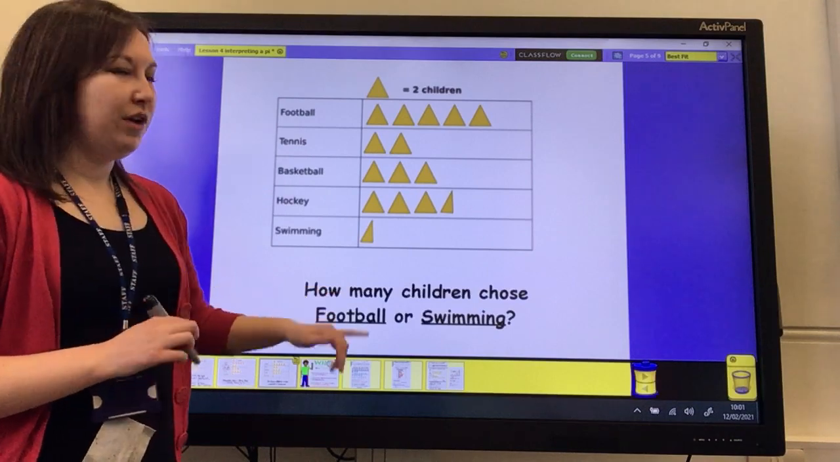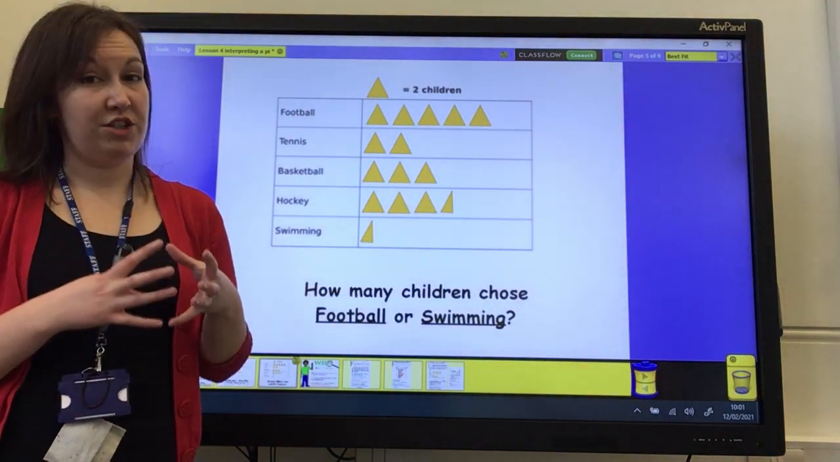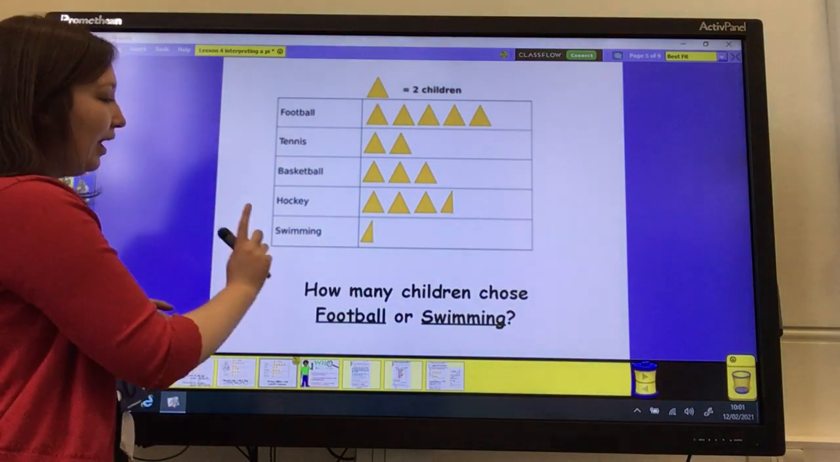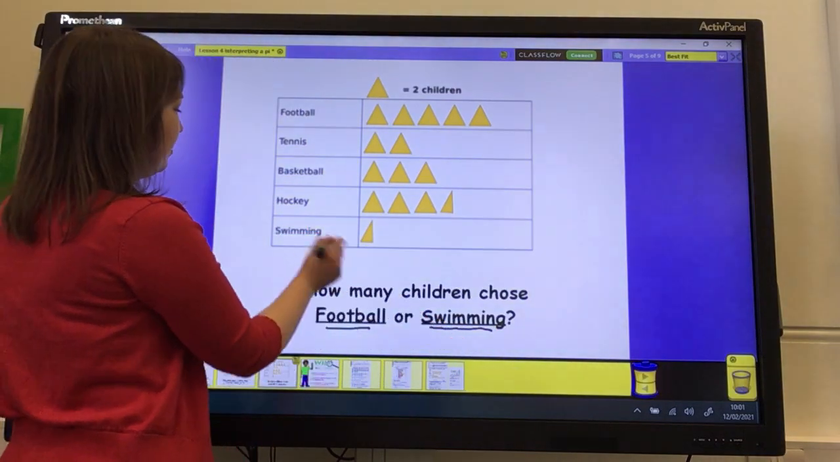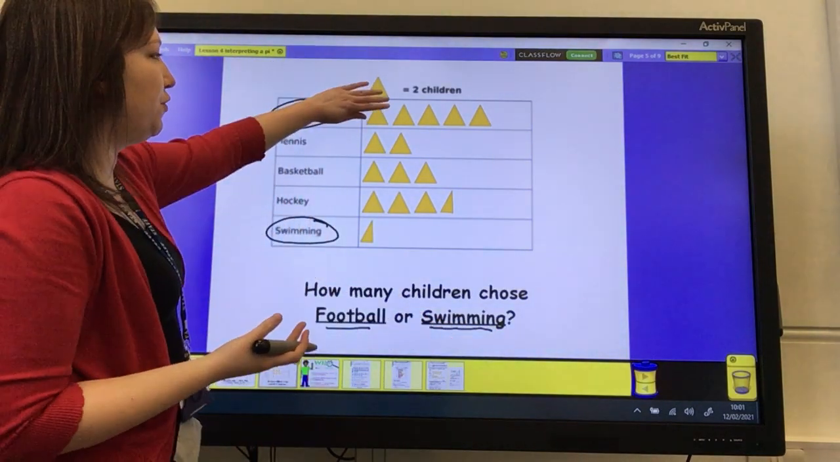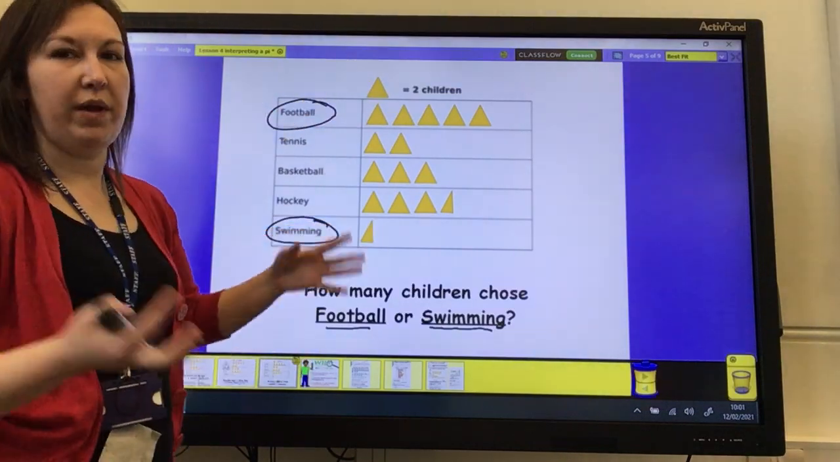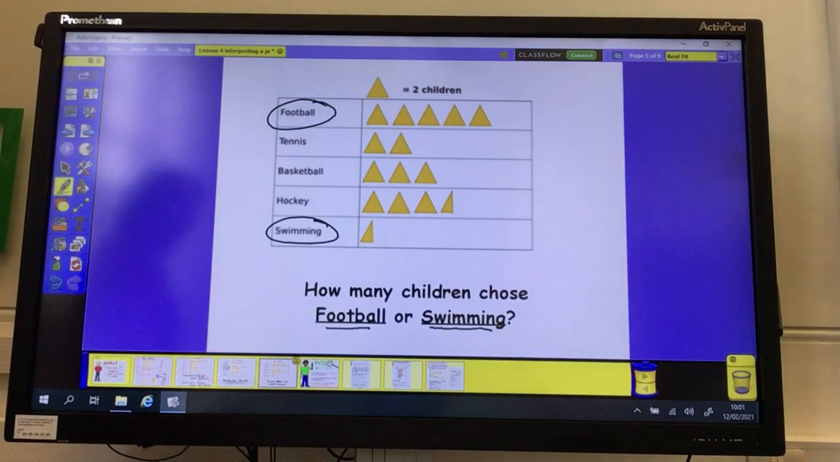This time, we've got one where we have to combine and add the two categories together to find the total. How many children chose football or swimming? So here's swimming and here's football. How many people chose football and how many chose swimming? And we need to add those together. Pause the video while you have a go at working out the answer.